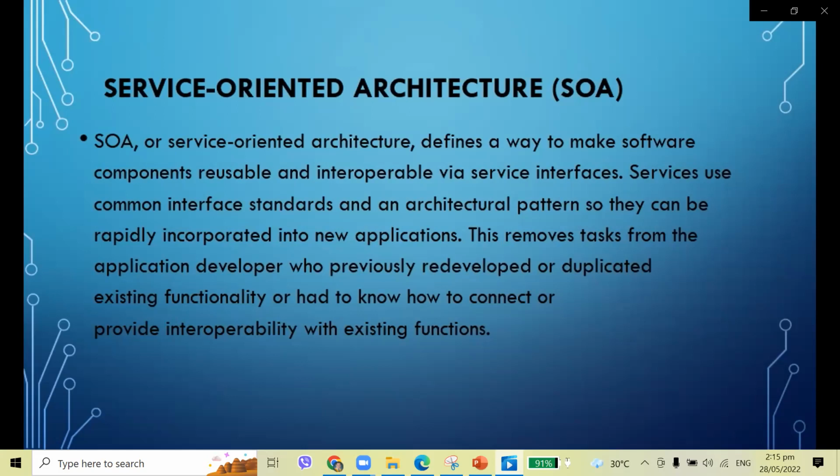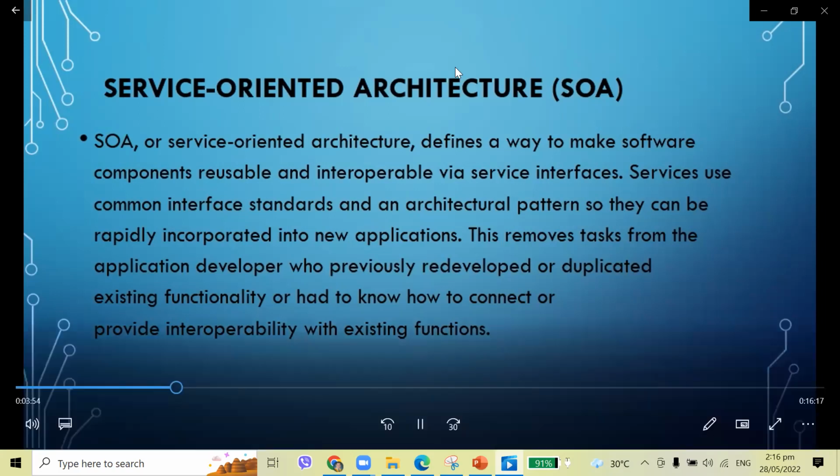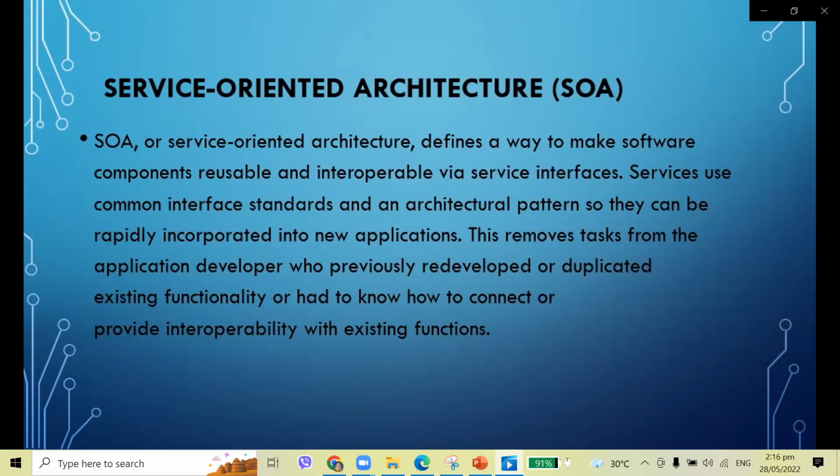interoperability with existing functions. Each service in SOA embodies the code and data required to execute a complete discrete business function, for example, checking a customer's credit, calculating a monthly loan payment, or processing a mortgage application. The service interfaces provide loose coupling, meaning they can be called with little or no knowledge of how the service is implemented underneath, which reduces the dependencies between applications.